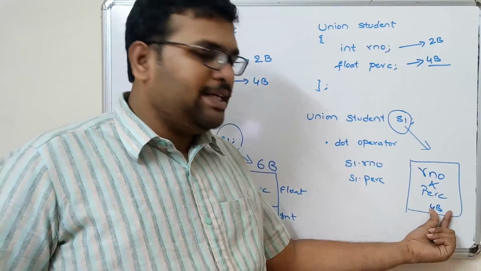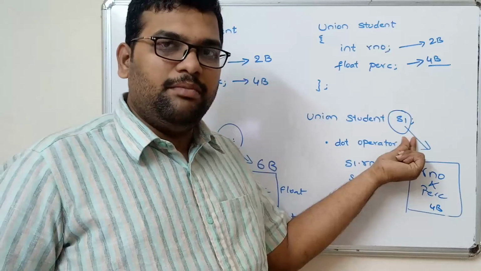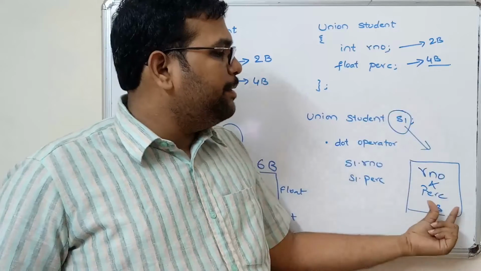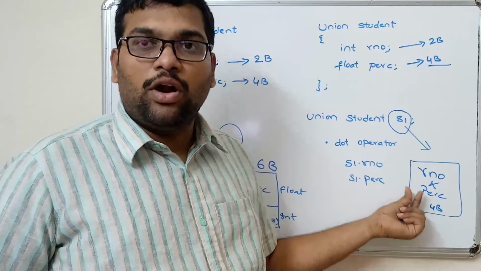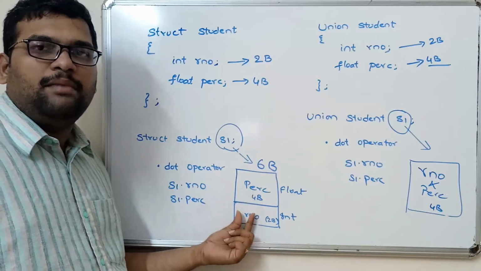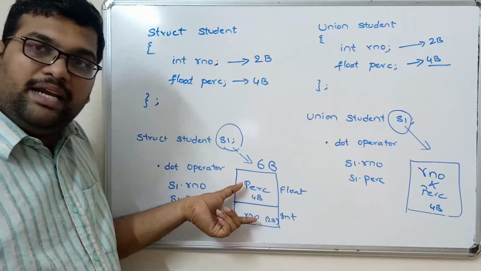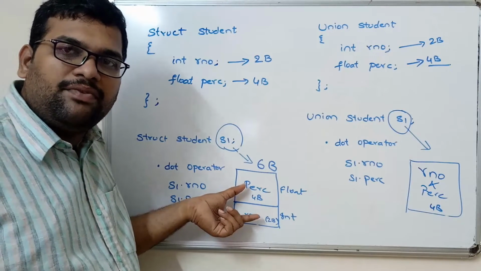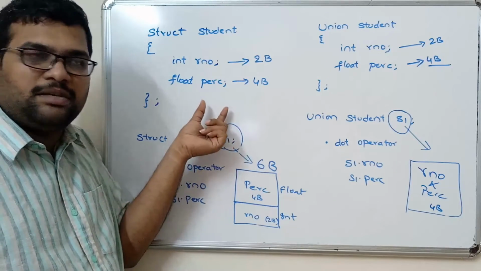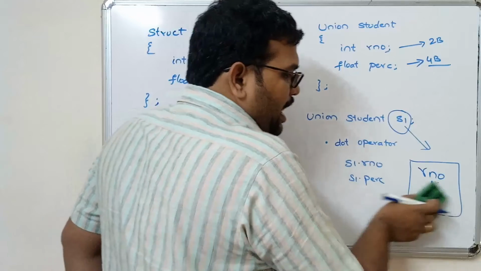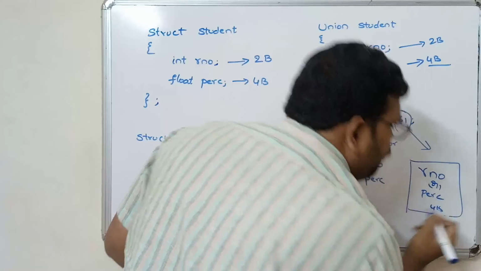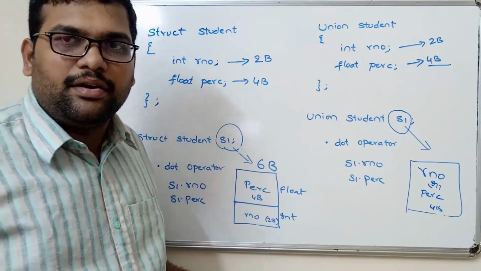So because only 4 bytes of memory is occupied for all the union variables here in this example, only at a time roll number can be placed or percentage can be placed, but not both. But in this structure, both roll number and percentage can be stored, because the complete memory allocated for this structure variable is the total size of the individual data members, I mean structure members. And here, either roll number or percentage, any one at a time can be stored.